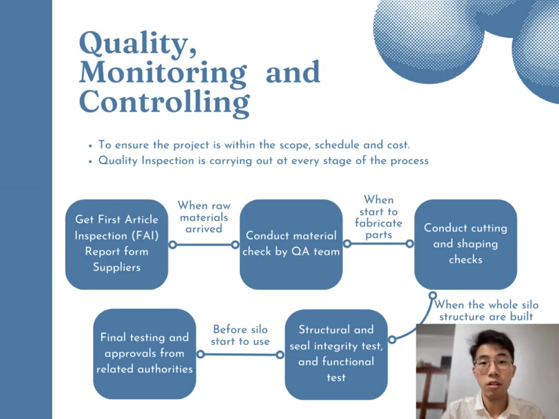Functional tests are also carried out to ensure the mechanical and electrical parts such as valves, sensors, monitoring sensors, and the water cooling system operate correctly. Lastly, before the silos start to be used, final checks are conducted and approvals from related authorities are required to prove that the design, construction, and operation of the silo comply with relevant regulations, codes, and standards.